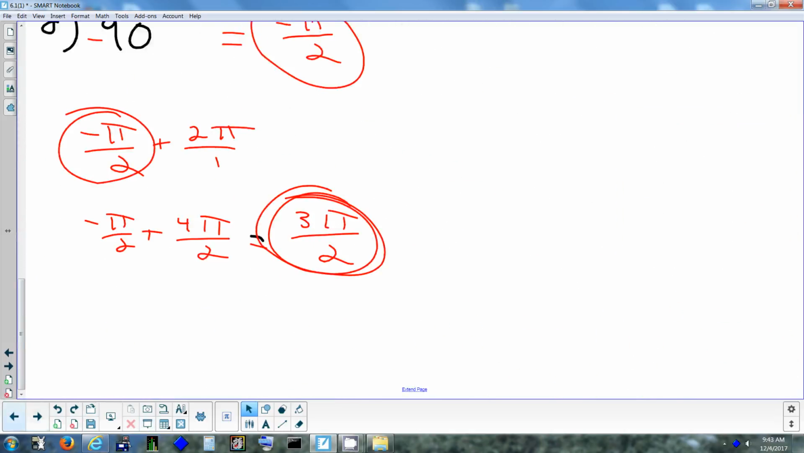Okay, so that is a little more work to find coterminal angles in radians just because of the arithmetic with fractions. And of course, if you did minus, then you could find another coterminal that's negative.